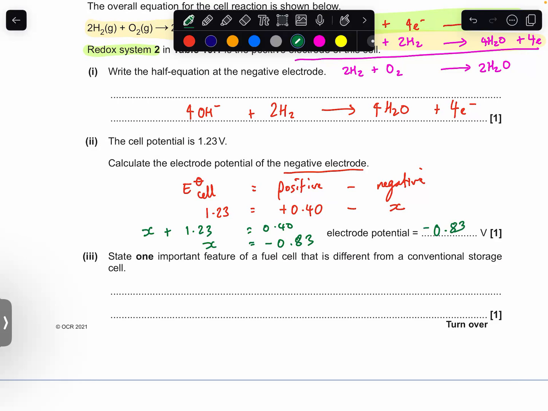State one important feature of a fuel cell that is different from a conventional storage cell. You see, a fuel cell is where the fuel reacts with oxygen. Now, you can burn a fuel with oxygen, which gives out heat energy, but in this cell, a fuel cell reacts with oxygen to give electrical energy. That's the key difference.